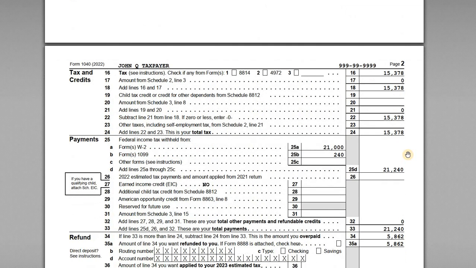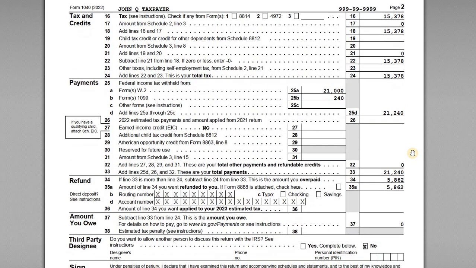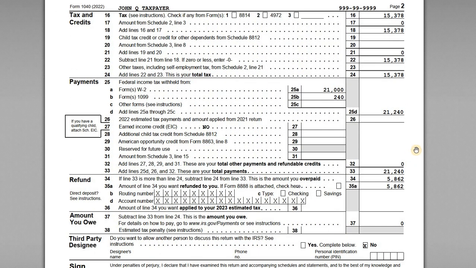Now, the federal income tax withheld is reported in lines 25. So on line 25A, we can see the federal withholding from his W-2 income. So that's his W-2 income, and the withholding tax is reported there. That's fine. That's normally what we would see. But on line 25B for Forms 1099, we can see the federal income tax withheld amount there.